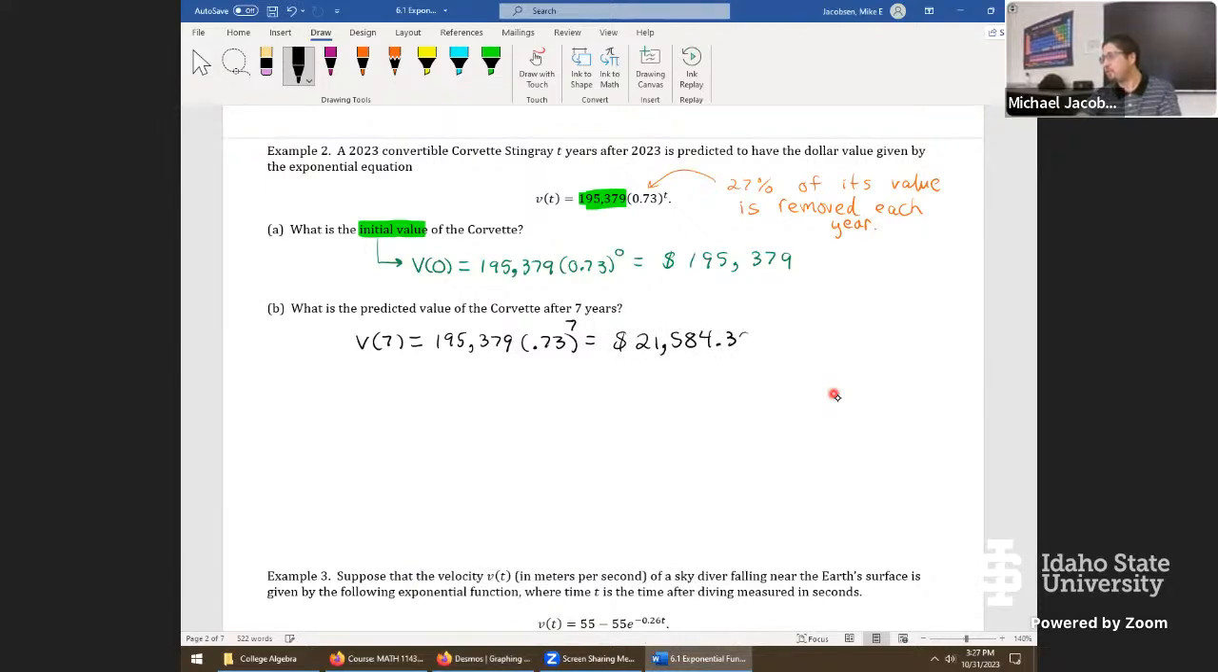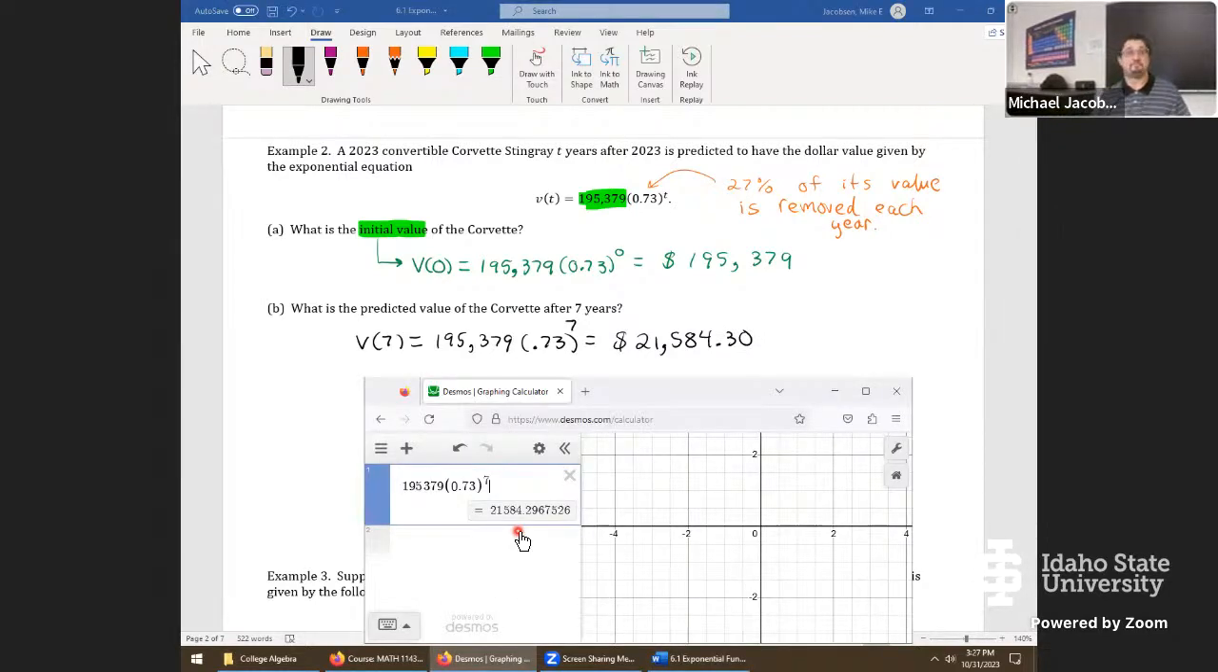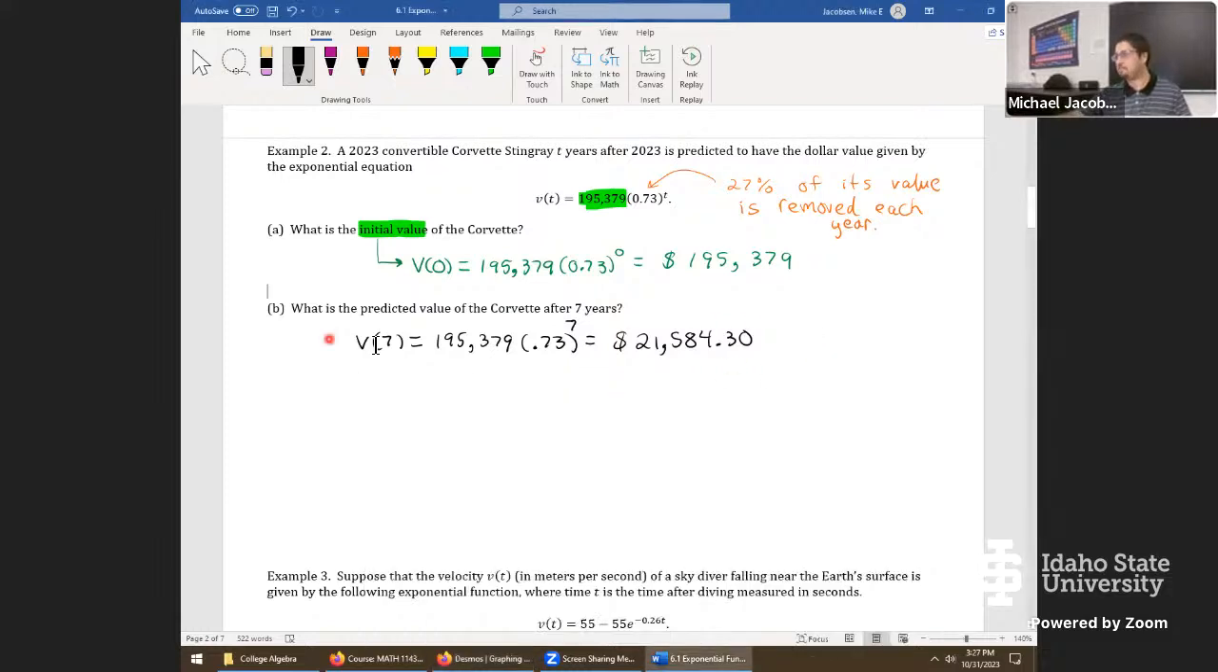21,584 and 30 cents. So if you have your calculator with you today, is that working out so far? Awesome, glad to hear that. If it's not working out, I'll be very happy to help out after class. Also, even though we have Halloween today, I still have office hours 4 to 5 in the tutoring room. So that's, again, a really fast problem.